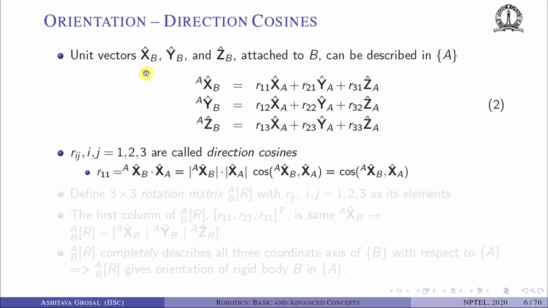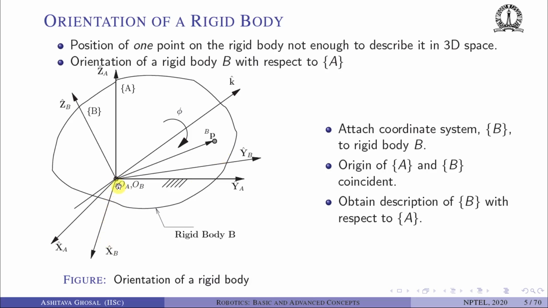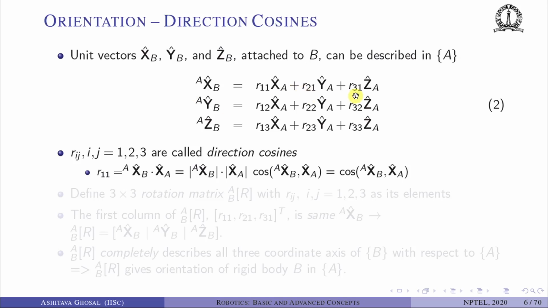So let's proceed. The unit vectors xb, yb and zb are attached to the body B, and they can be described in the A coordinate system just like the position vector of point P in the A coordinate system. So project this xb unit vector along xa, ya, za, and call the coordinates r11, r21, r31. What are we doing? We take a point 1 unit away along the xb axis. This is the vector axb. We project on xa, on ya, and on za, and the coordinates are r11, r21, r31.